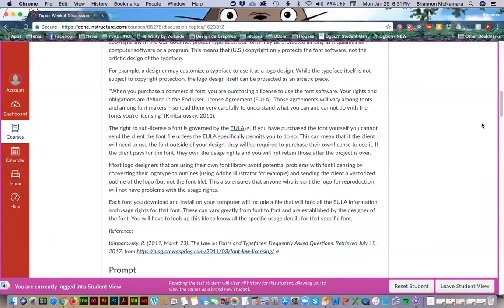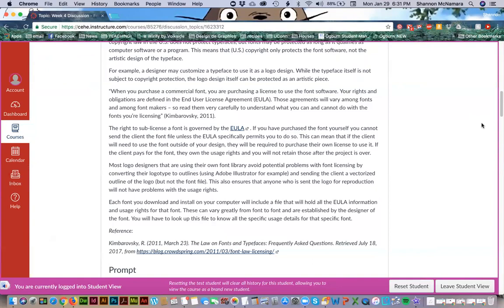So using Adobe Illustrator and turning that type to outlines, now it's no longer a font, it's an image. And sending the client a vectorized outline of the logo, but not the font file. This also ensures that anyone who has been sent the logo for reproduction would not have any problems with the usage rights. So that's why when you take logo classes or you do designs and you create logos, it is always important to turn those fonts to outlines.